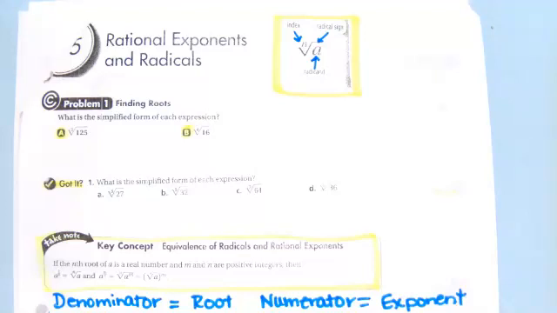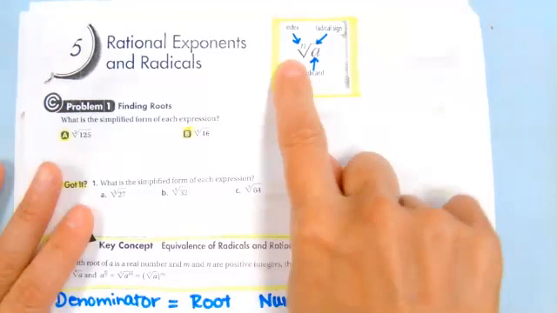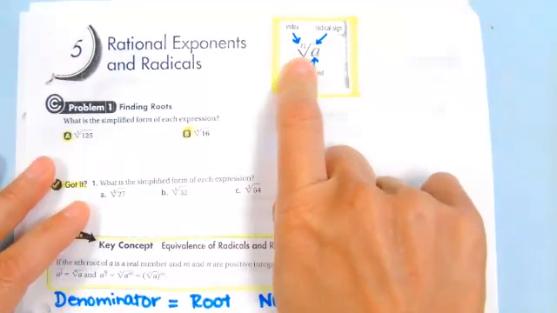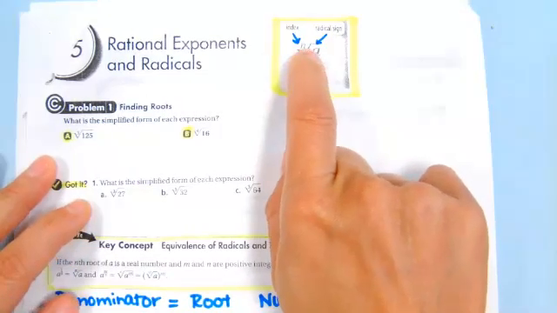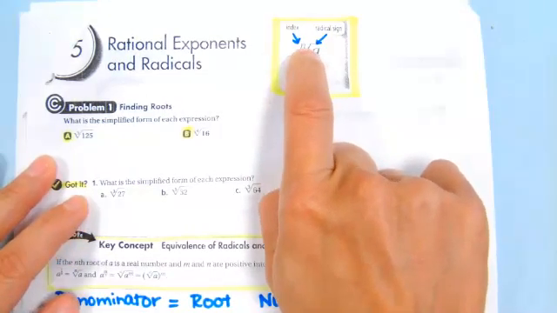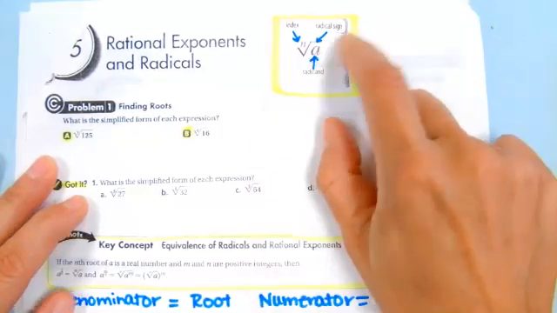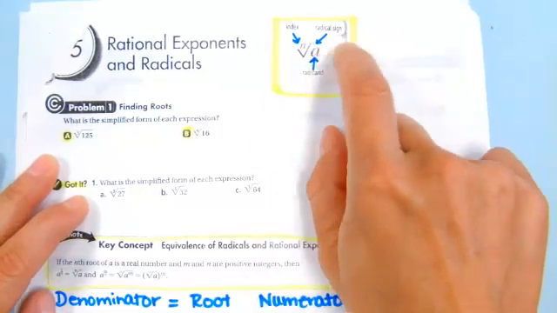Today we're going to talk about rational exponents and radicals. First things first, a couple of vocabulary words. The index is the number that's going to be on the outside of the sign. That's called an index. This sign is called a radical sign.